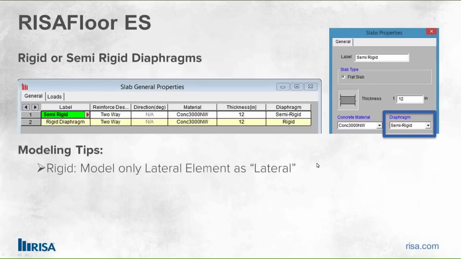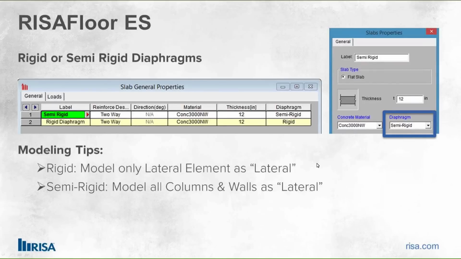Now, when we're talking about semi-rigid diaphragms, we're going to actually model all the columns and walls as lateral because we need to hold up that slab. The slab is actually going to be in place over in RISA-3D, so we're going to call everything lateral for the vertical elements, and then we can let them carry the loads through. So maybe we do a pin base if we don't want them to carry much moment there, but we actually do want to make sure that it stands up when we apply the vertical loads over in RISA-3D.